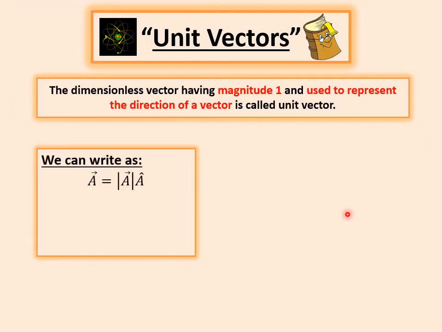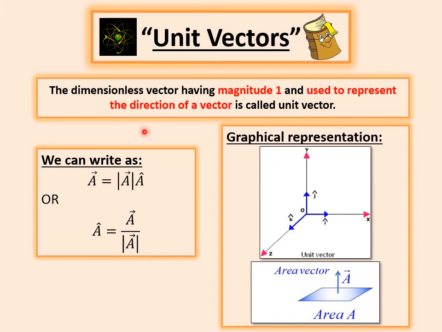Now students, unit vectors. This is the very simple representation of our vector, or we can say this is a type of vector. We can simply define it as the dimensionless vector having magnitude 1 and used to represent the direction of a vector. This is basically the purpose of our unit vector, and this is called the unit vector.